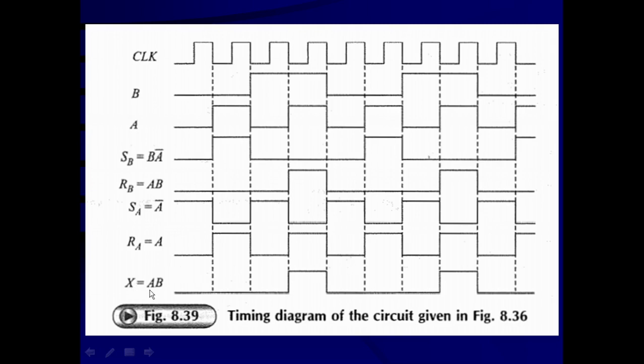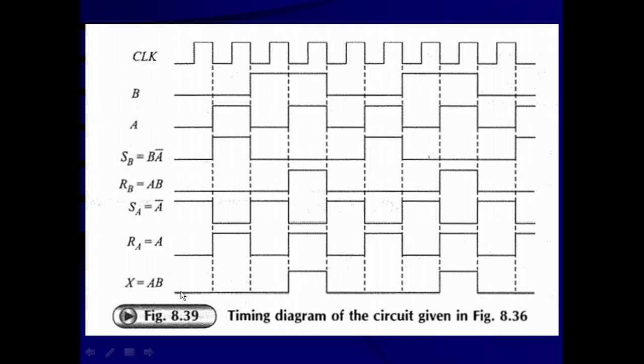Now what is X equal to AB? That means the final output of the circuit is high only when both A and B are high. You can see that here it is 0, 0 for A and B, so the output is low. Here it is 0, 1. Again it is 0. Here it is 1, 0. Again it is 0. But here the 1, 1 condition occurs: B is 1 and A is 1, so the X output is high.